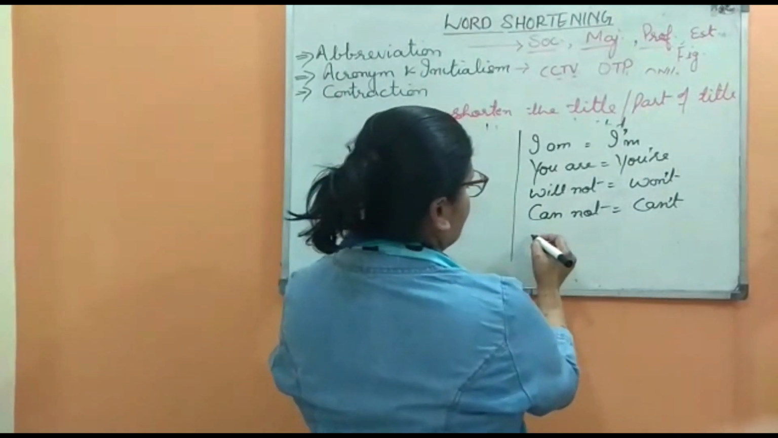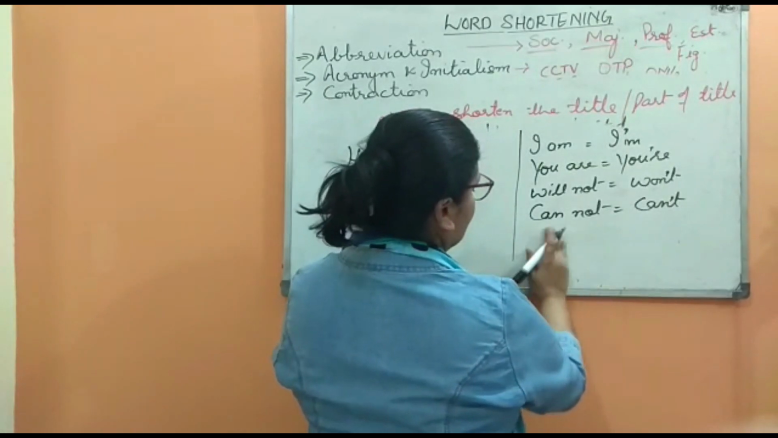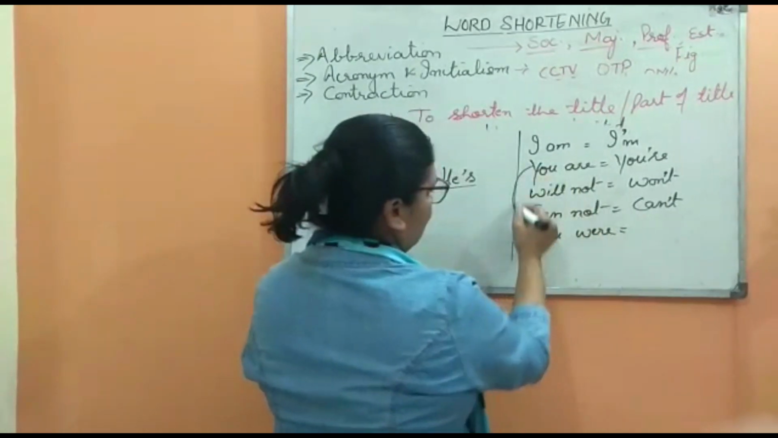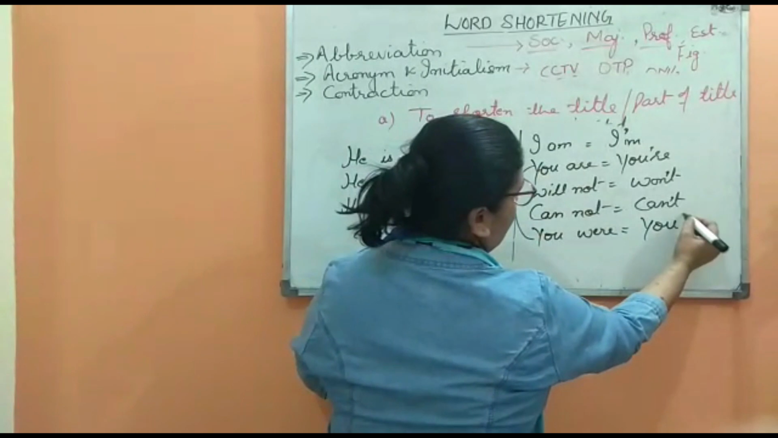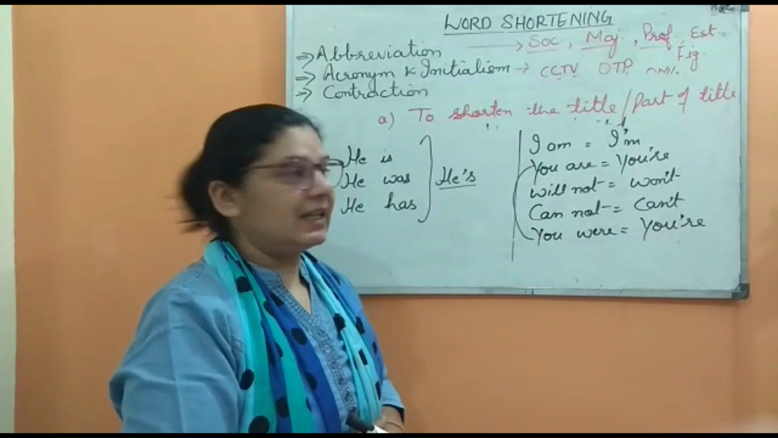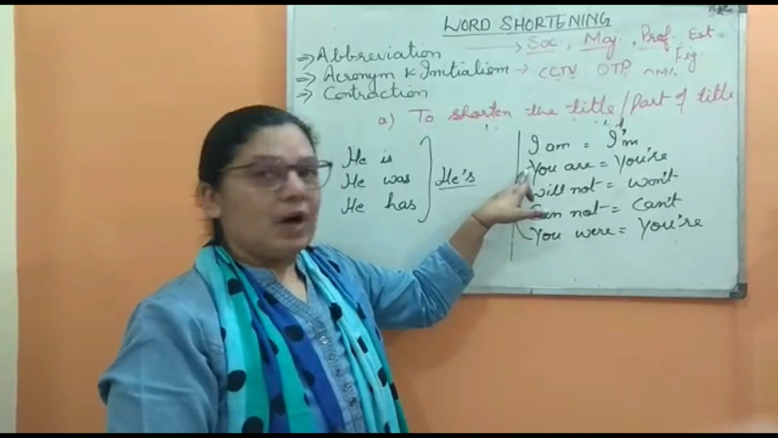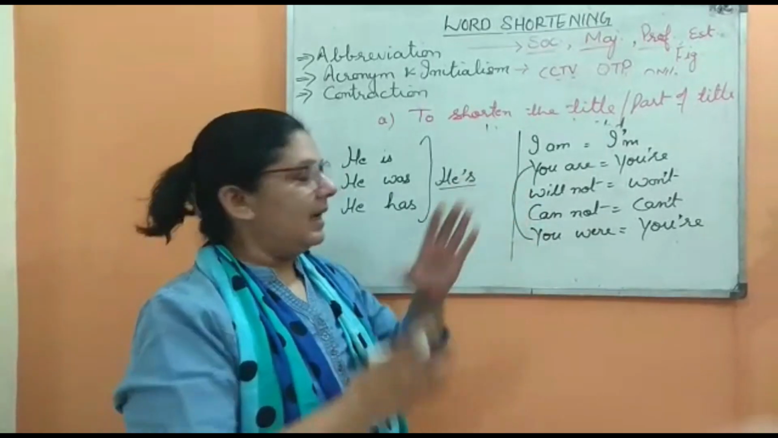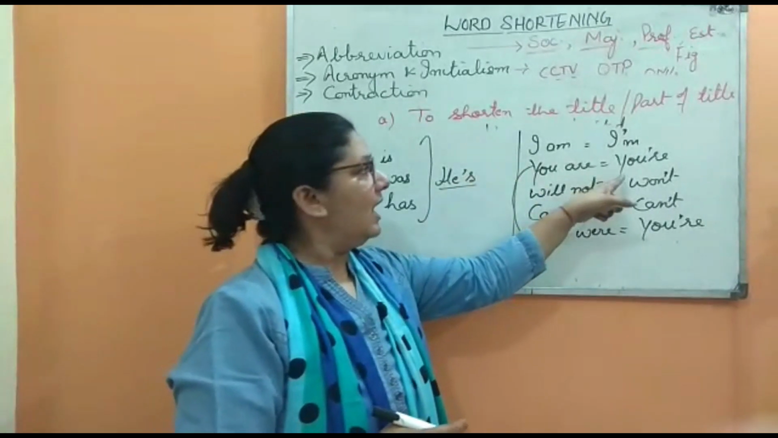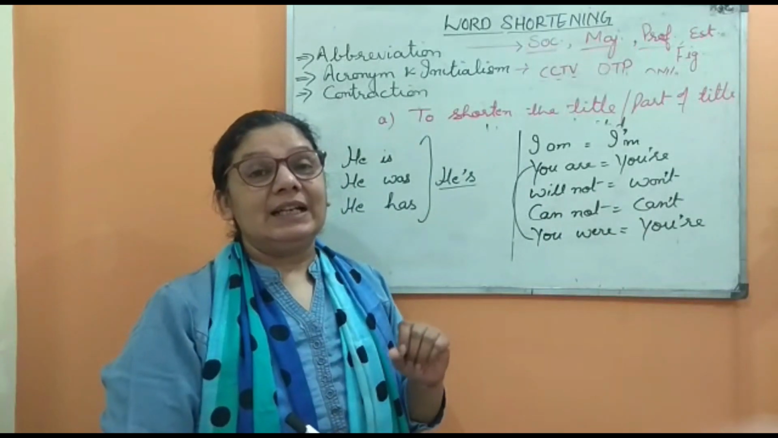Then we can have you were. This is you are and this is you were. Both take the same contraction, but they are spoken differently. It is you're, it is your. In expanded form, you are, you were. But what did we say? You're, your. So we have saved some of the letters.